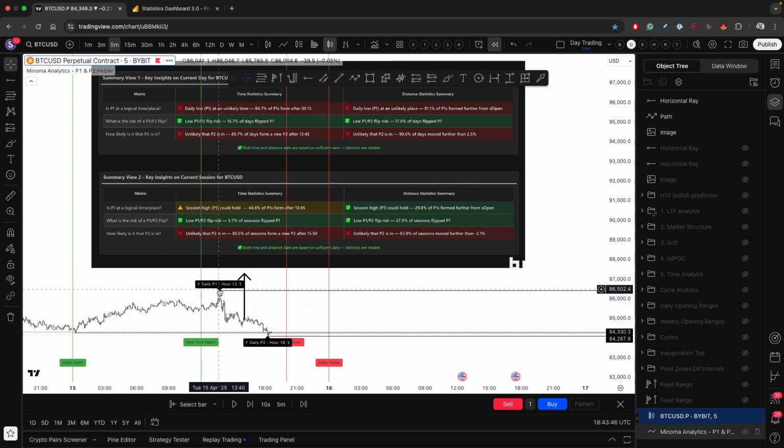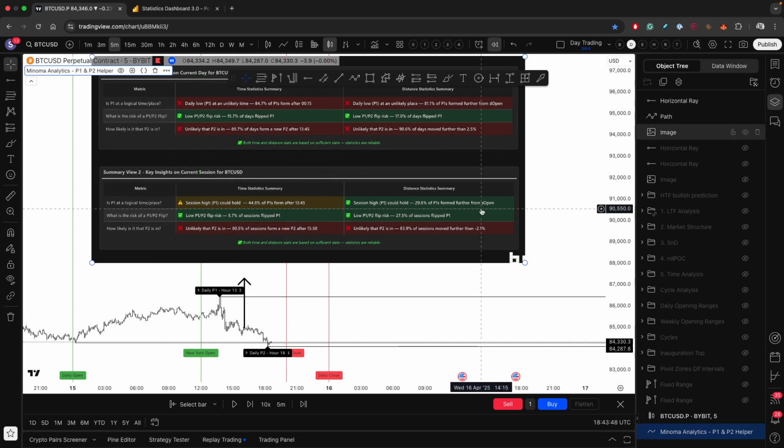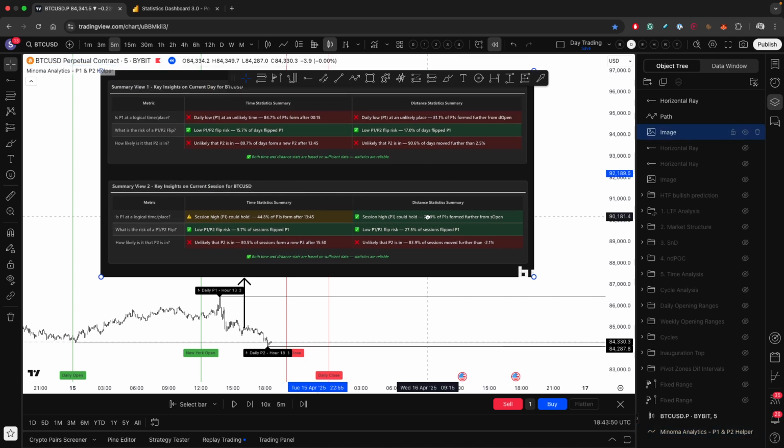That statistic would be the same here at the top. So I already see, okay, that's a shitty low. Then, well, we discussed this one, right? Yes, it doesn't happen that often from a P1 flip from hour 13 or later, but if it ever happens, then this would be a good time to do it. And we could see that it's very unlikely P2 is in.